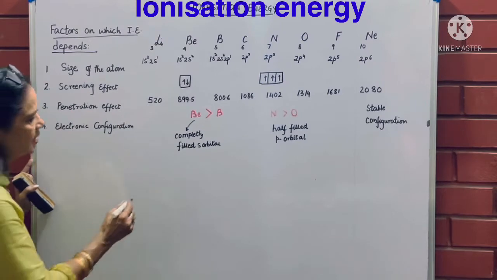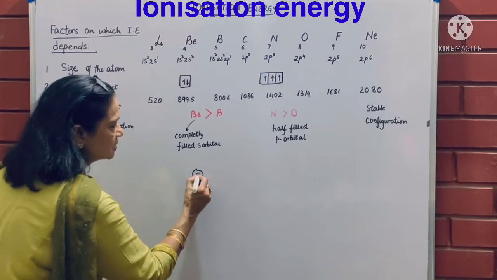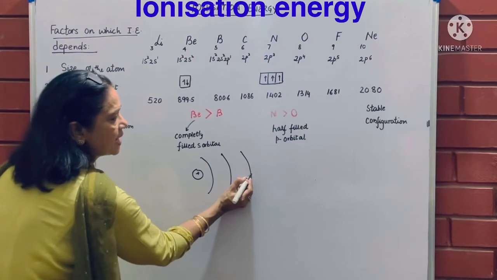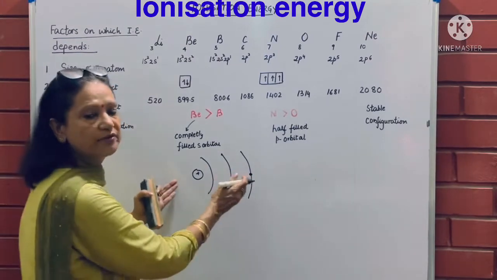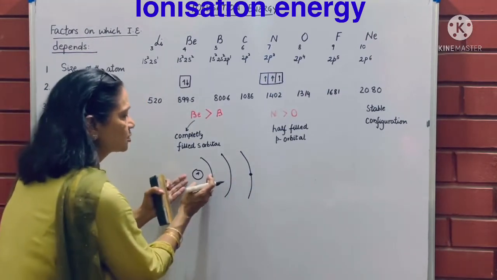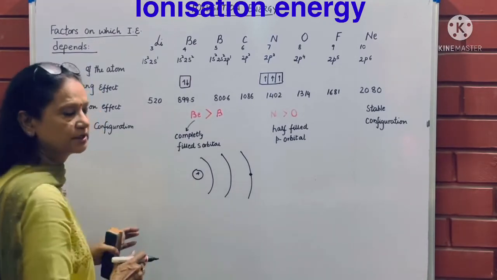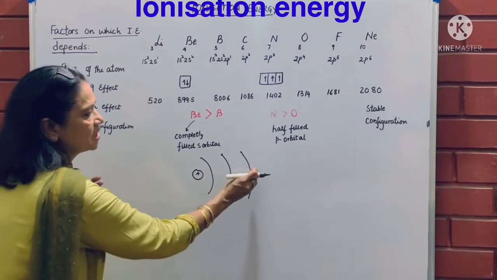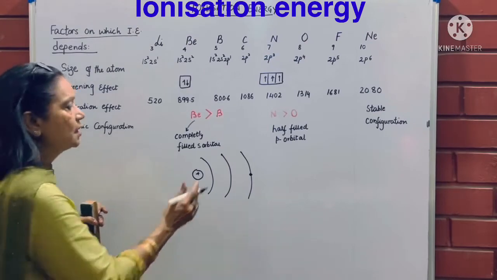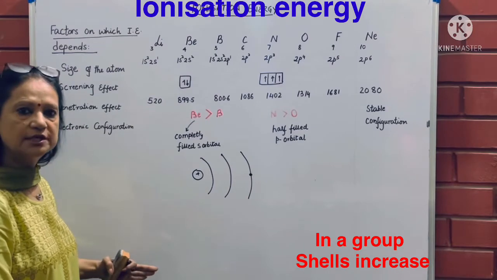When we want to pull out an electron, it will depend upon the size of the atom. If this is the nucleus and there are various shells here, and the electron is at the outermost shell, which is further away from the nucleus, it will be easy to take out that electron. If it is closer to the nucleus, it will be attracted more towards the nucleus. So it is difficult to take out from this shell, easy to take out from this shell, and that is why from top to bottom in the periodic table, because the number of shells goes on increasing, ionization energy goes on decreasing.